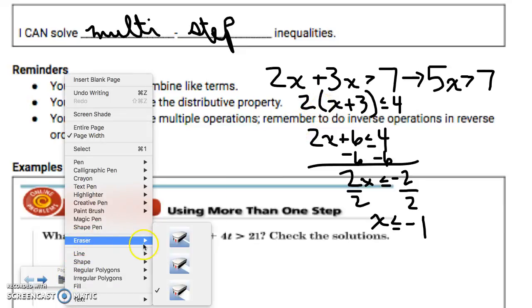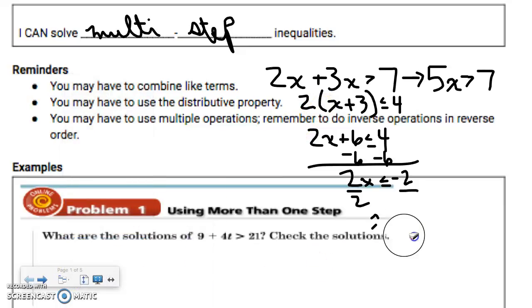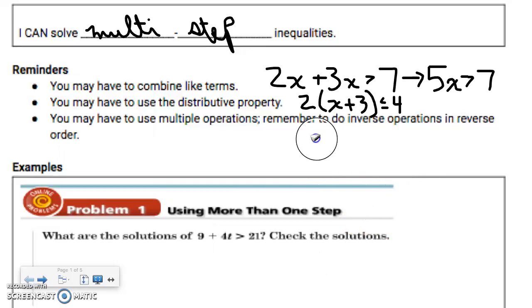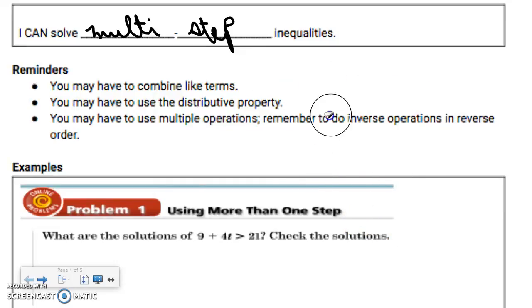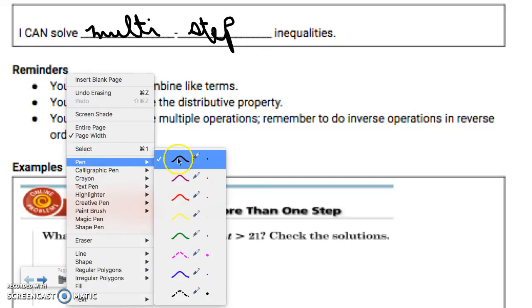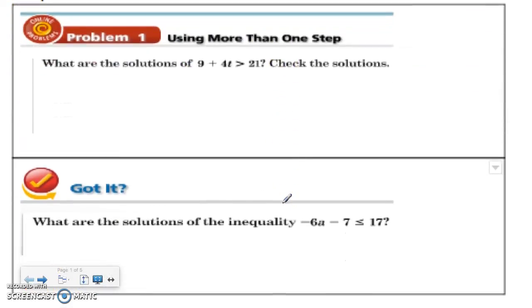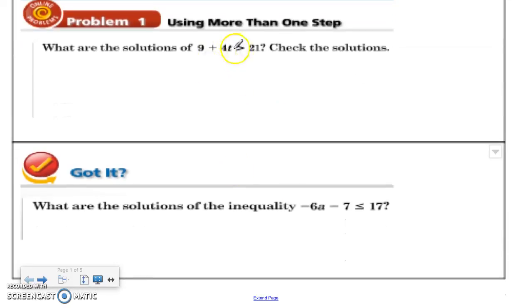So those are some steps that you're going to need to recall from previous lessons that will be helpful going forward. Okay, let's continue. What are the solutions of this situation here? Again, using more than one step. What are the solutions of 9 plus 4t is greater than 21? Well, as I just demonstrated, we're going to need to do order of operations in reverse because we need to undo what's going on here.